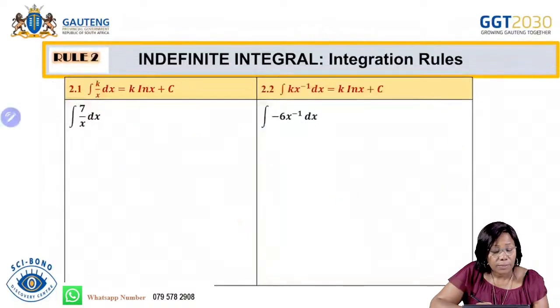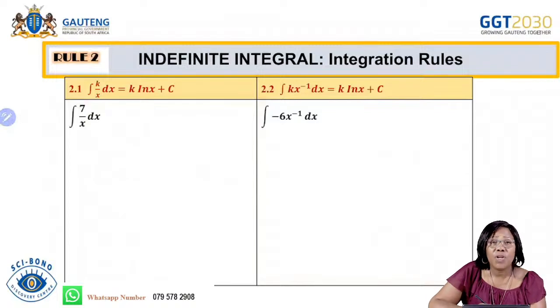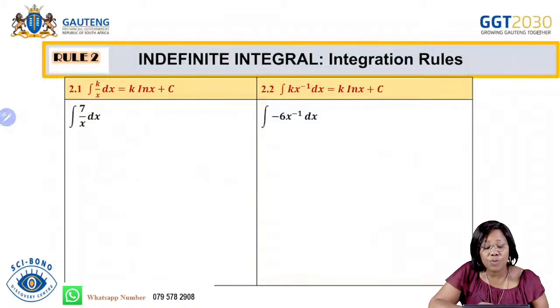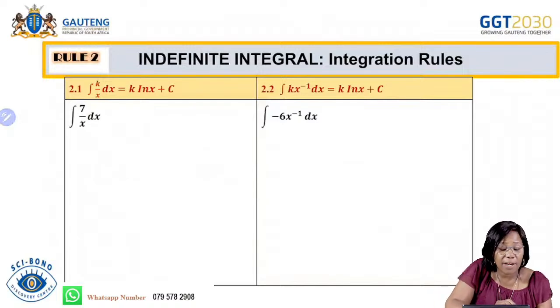Okay? And now we move on to rule number 2. Rule number 2 also has 2 types. With 2.1 there, it states that if you are having an integral of k over x with respect to x, after integrating, your answer will be k. That means the top part here is represented here. And then this will take a ln x and then the plus c. Okay? That simply means, now be careful, grade 12.